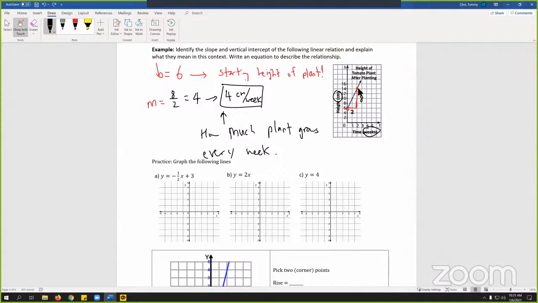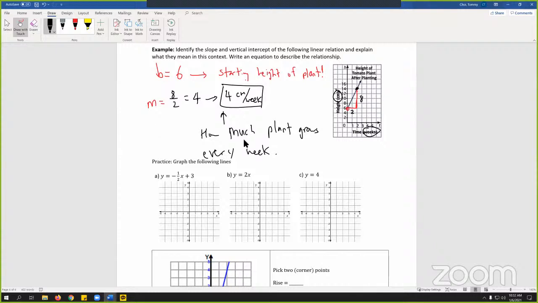The slope, however, we needed a second point, so we plotted our second point right there. We drew our triangle to do rise over run. We found our run to be 2, and our rise is 8 because each square is 2 for the scale. So 8 over 2 for rise over run gives 4. The units are y over x, which is centimeters over weeks, so it's 4 centimeters per week. That tells us how much the plant grows every week.